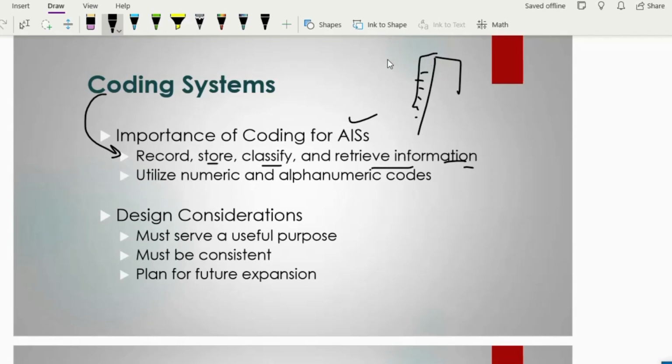So this coding, I was giving you an example of 120, 125, but in reality we not only have numeric coding. For some accounts we also have alphanumeric coding, like for a journal ledger account, GL180001, for example.